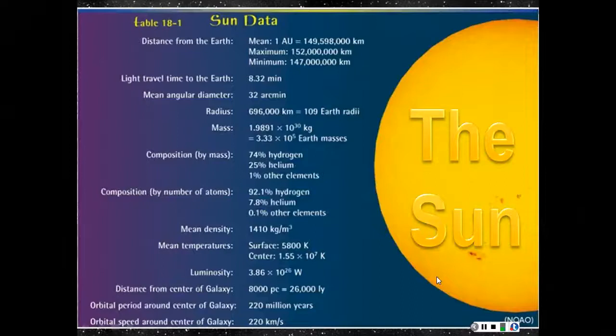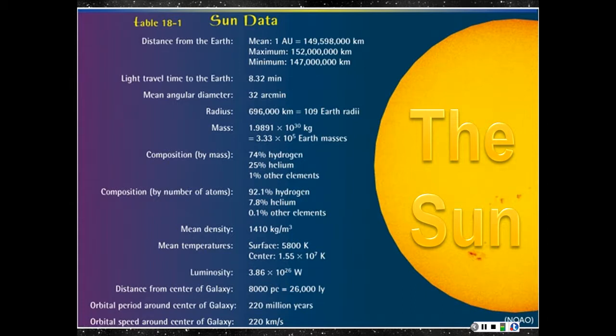So this week we're going to be talking about the Sun. I'm going to start off with this, which is just a compilation of data, and we'll go through some of these issues. We already talked about how we know the distance and the fact that it changes over time. The light travel time is basically just how long it takes light to get to us.